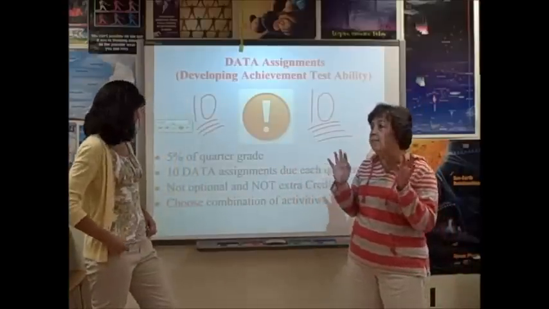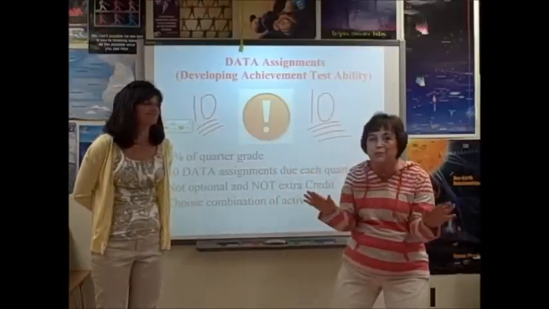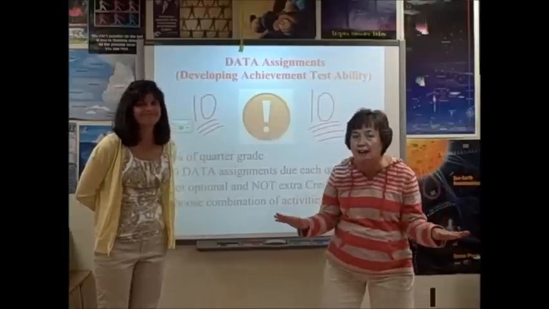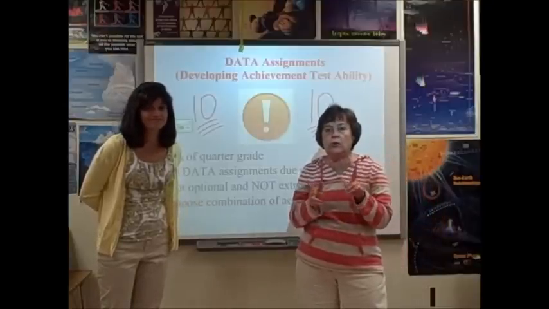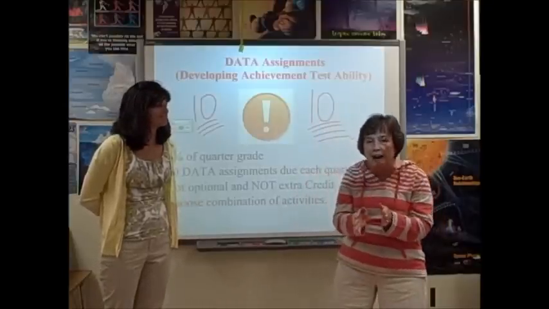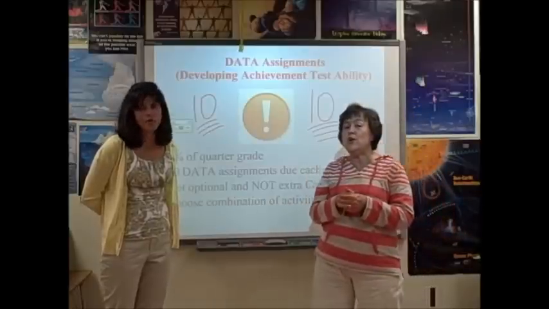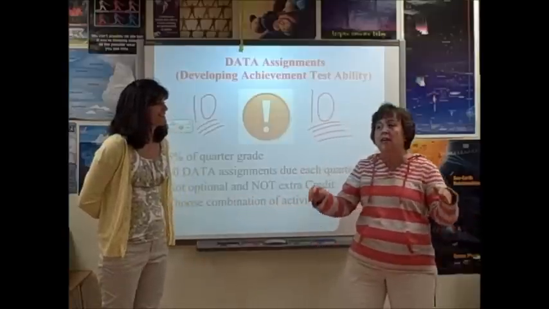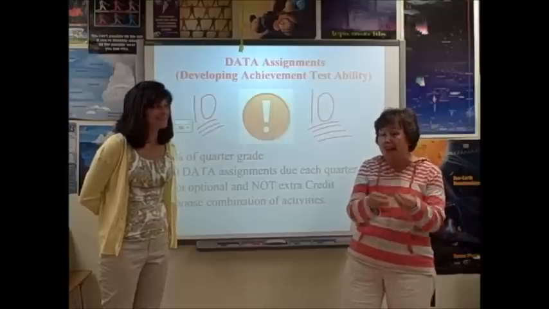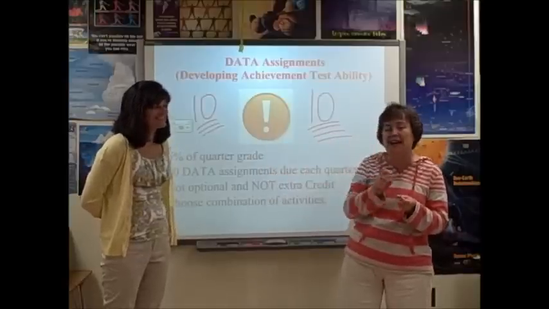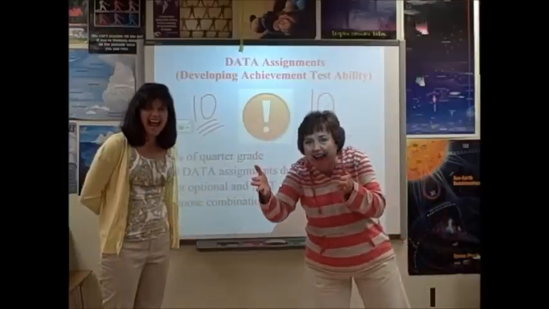The big thing that we need to make sure you get: this is not optional. It is not extra credit. It is required that you get 10 data assignments by the end of the quarter. If you don't, your grade is going to be 5% lower than it should be. So if you don't have any data assignments and you ended up with like an 85%, you're going to get a B. If you turned in 10 data assignments, your grade would go up 5%. It would be a 90%. You would have an A.